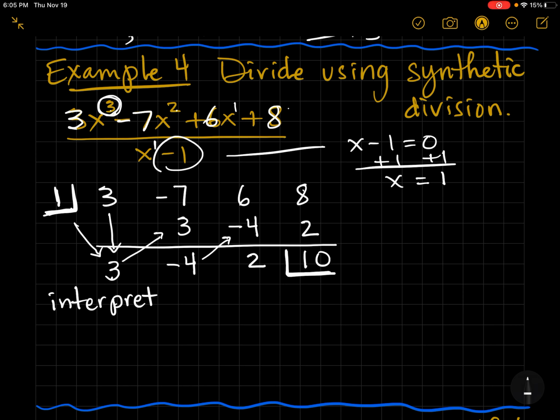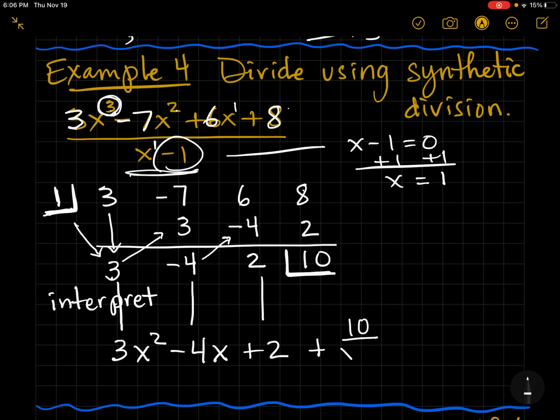So these are now the coefficients for our answer. So this is 3x squared minus 4x. And I'm just going down one power at a time. And the 10 is my remainder. And of course, the divisor has not changed. Again, notice that we started with the third power, so it's always going to drop one power. So if it started with 3, now we're down to 2.